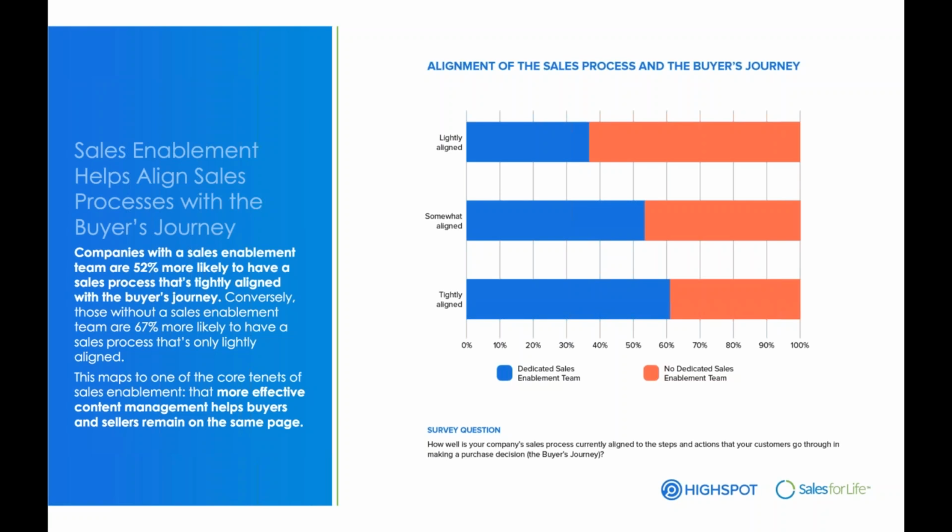So what we're seeing, and it totally makes sense, is that the companies that are leveraging sales enablement to align their sales process to the buyer's journey are much more successful overall. More effective content management helps buyers and sellers remain on the same page, kind of as you were mentioning before.